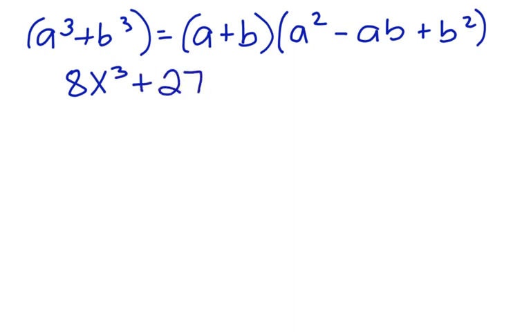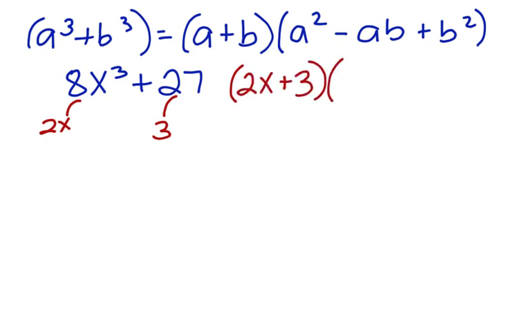If I cube root the 8x to the third, I'd get 2x. And if I cube root the 27, I get 3. So the first set of parentheses is the sum. Then I square the first term, so 2x squared is 4x squared. Multiply the 2 together, but change that sign to minus. And add the last one squared.